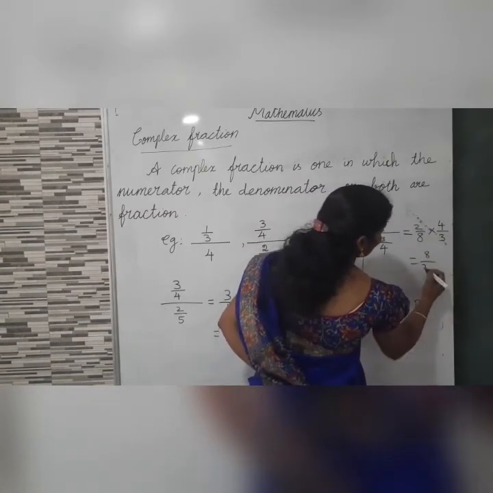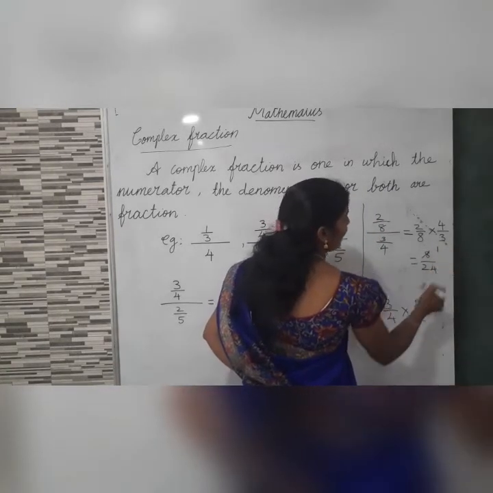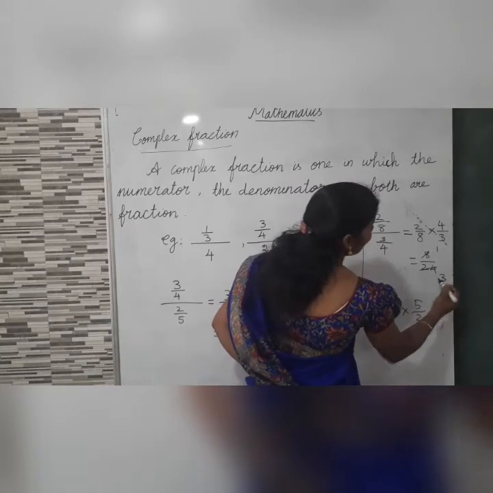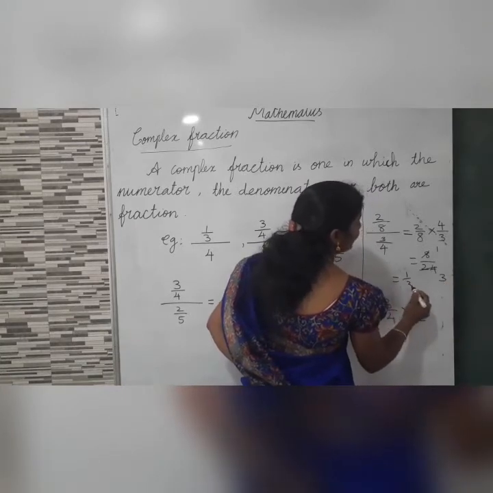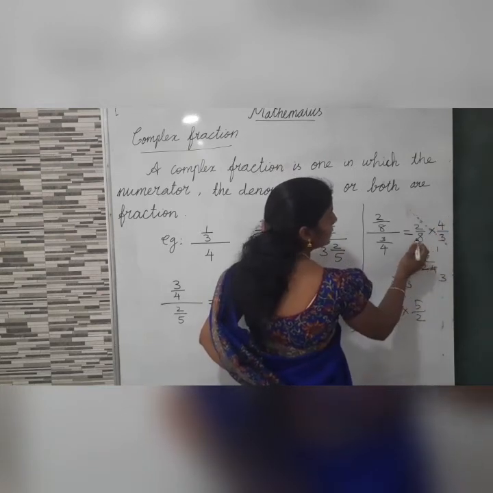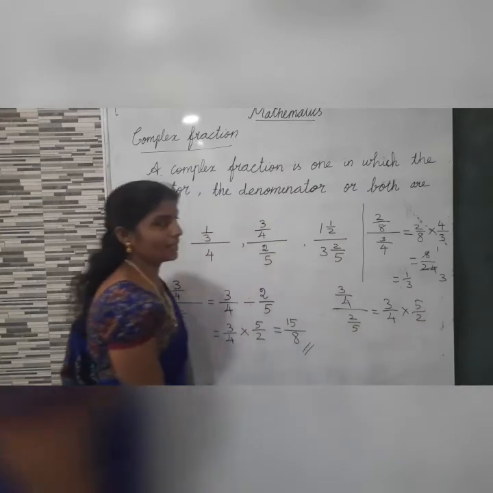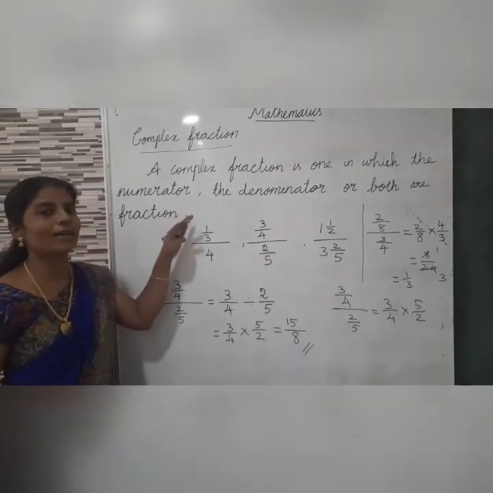8 3s are 24. Now we can cut the 8 table. 1 8 is 8, 3 8s are 24. So 1 by 3. Otherwise you can cut here: 1 4 is 4, 2 4s are 8, 2 2 cut it. We'll get 1 by 3 as the answer. Same answer.